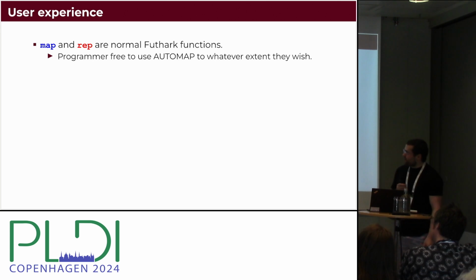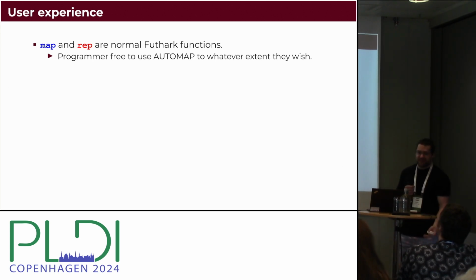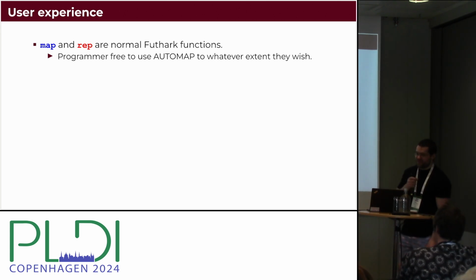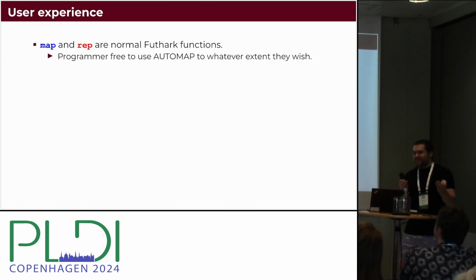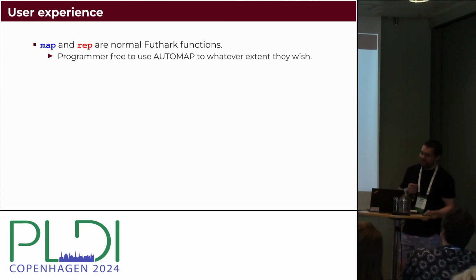So how does this look for the user? Map and rep are nothing special. They're normal functions. The programmer is free to write both of them in their source code. And what this means is that the programmer can use AUTOMAP to whatever extent that they wish. So if they don't want to use that at all, they just use explicit maps and reps wherever, and there's no inference at all. If they want to use it somewhat, they can make some things implicit and some things explicit. Or if they want to use it maximally, they make everything implicit up to ambiguity.